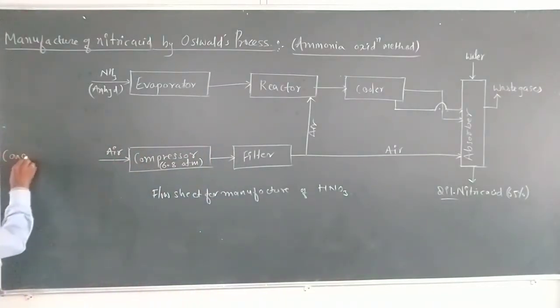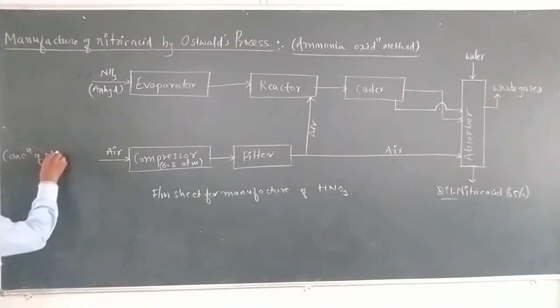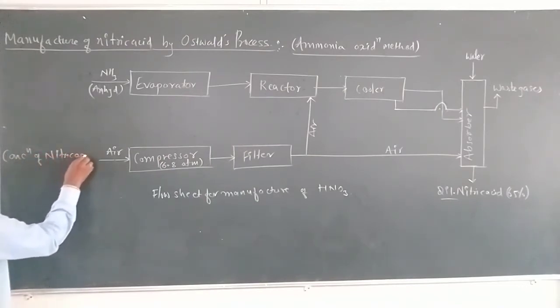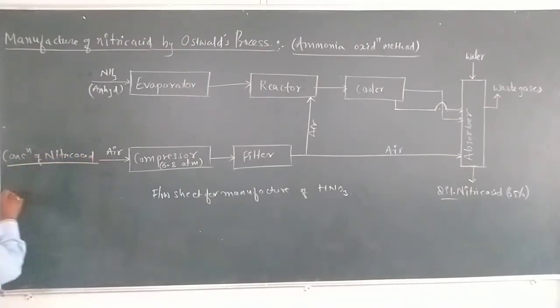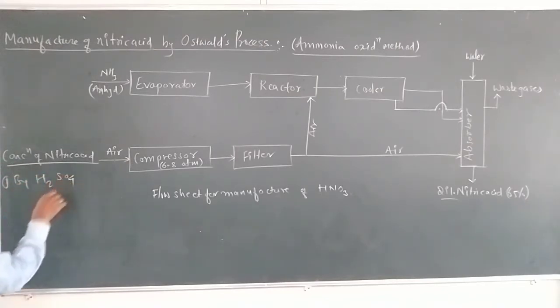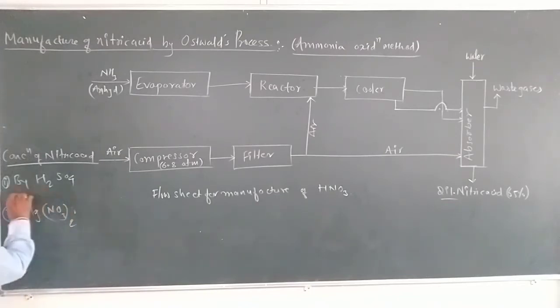Concentration of nitric acid is carried out first by H2SO4 and second by magnesium nitrate, Mg(NO3)2. Now see, these two are the concentrating reagents.